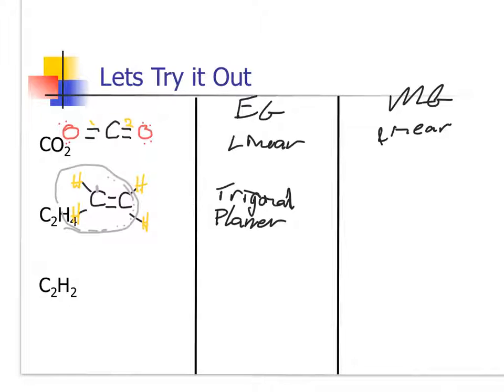And if I look on the back of my periodic table, I'll also see that it's trigonal planar for my molecular geometry. Usually, we don't have too many cases where the electron geometry and molecular geometry don't match up when we look at this.